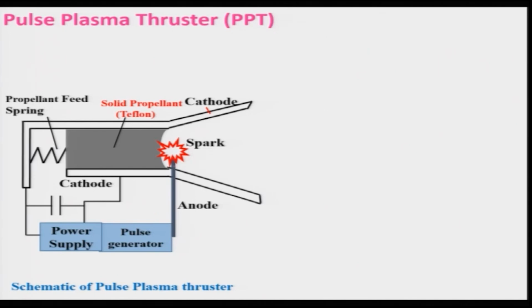And then when this anode and cathode are subjected to pulse high voltage, then what will happen? A spark is produced, and this spark will be penetrating into the solid propellant Teflon. This is not your gaseous propellant, it is a solid propellant, and that will be eroded, producing the plasma, and that will be accelerated. Keep in mind, this solid propellant Teflon, which will be getting consumed, has to be fed with the help of the propellant feed spring, which is shown here.